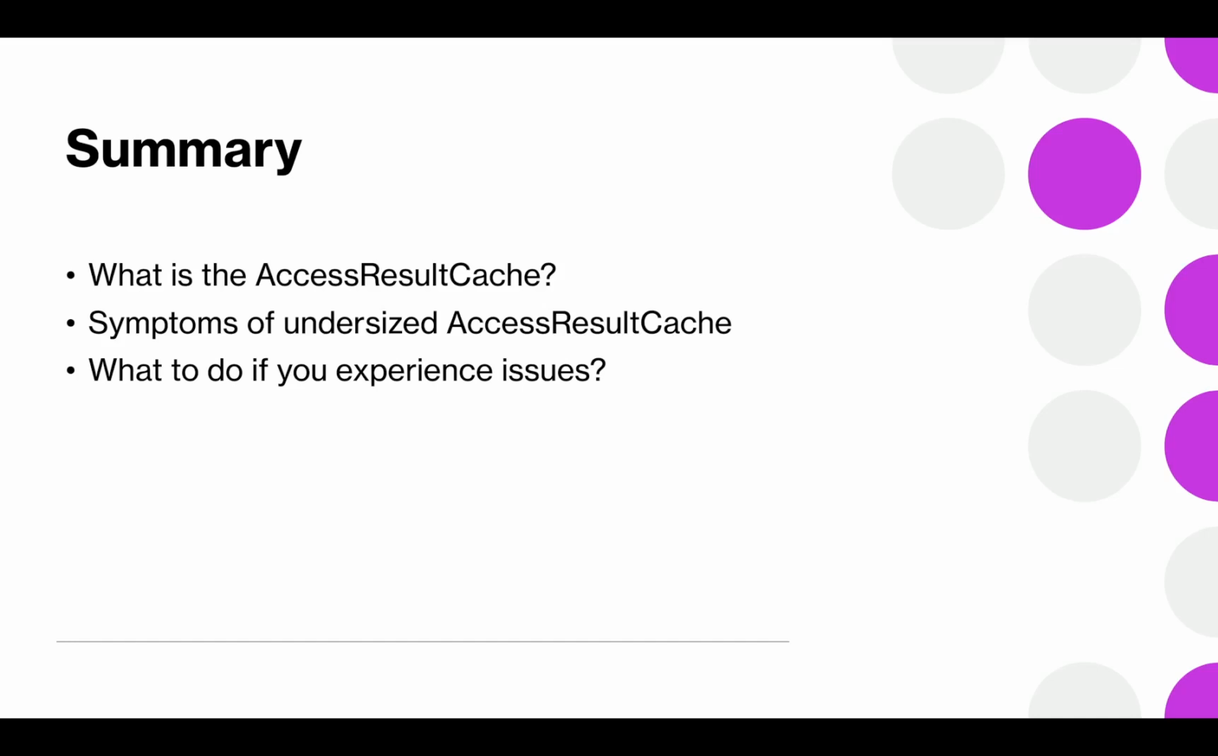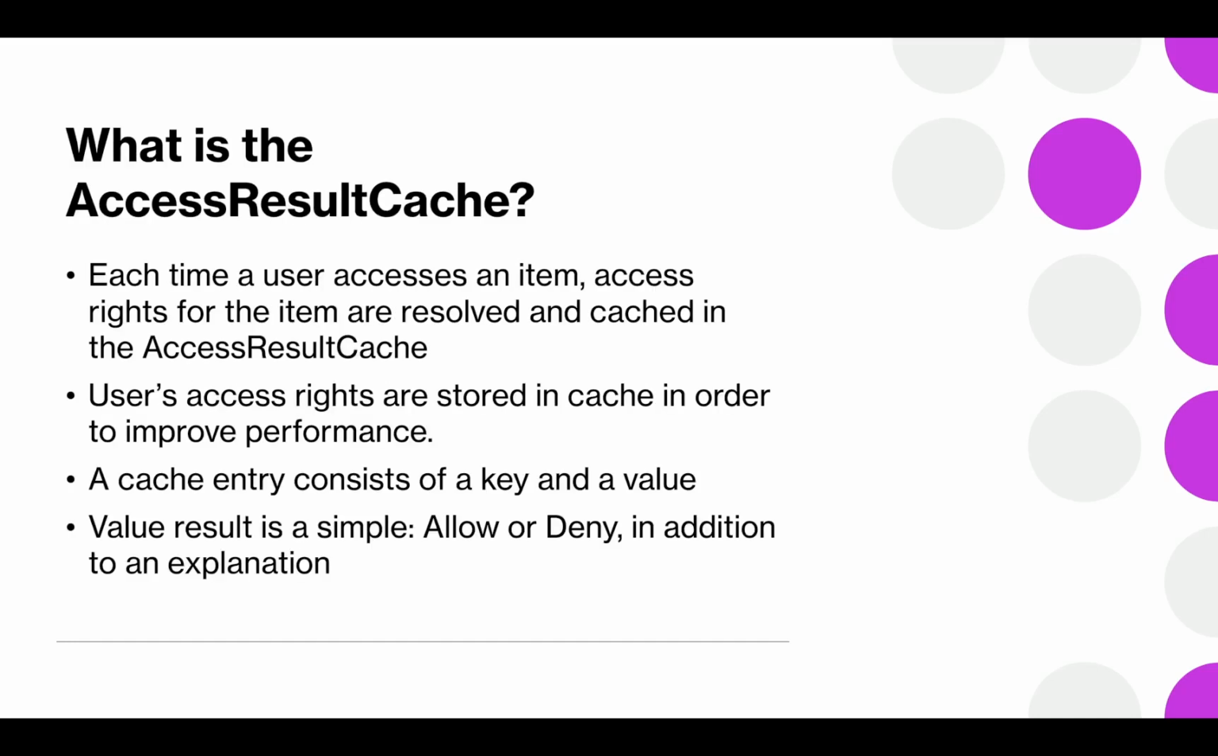So the summary of this video is we're going to talk about what is the access result cache first, symptoms of undersized access result cache, and then what to do if you experience issues and what issues those might be.